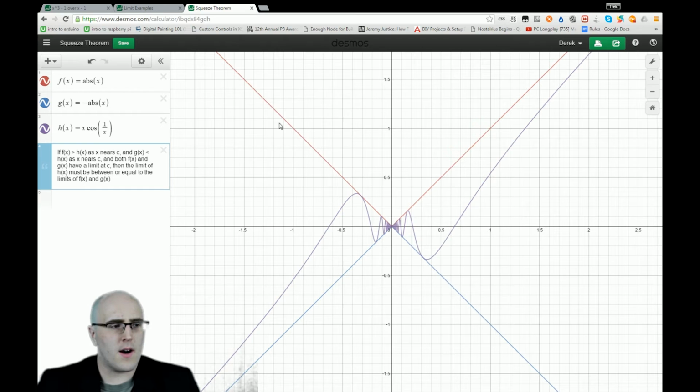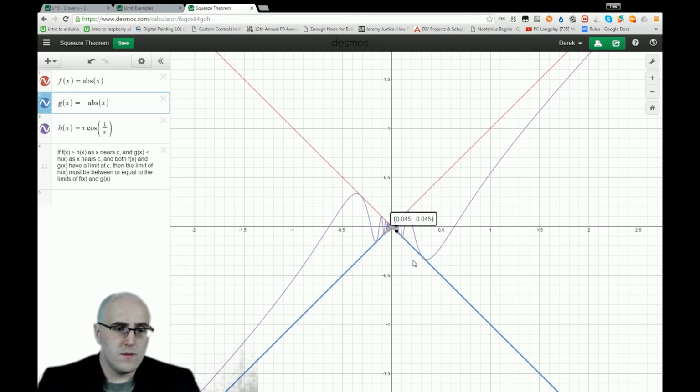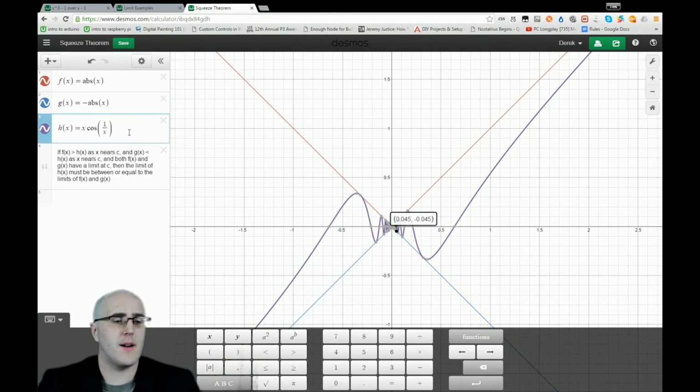So here we have our f of x equals absolute value of x, like we did in the previous example, and we know that its limit as x approaches 0 is 0. Likewise, we have the negative absolute value of x, which is just the inversion of this. It also approaches 0. As we approach x equals 0, our function value approaches 0, from both sides. And we want to know what the limit of our h of x function is as x approaches 0.